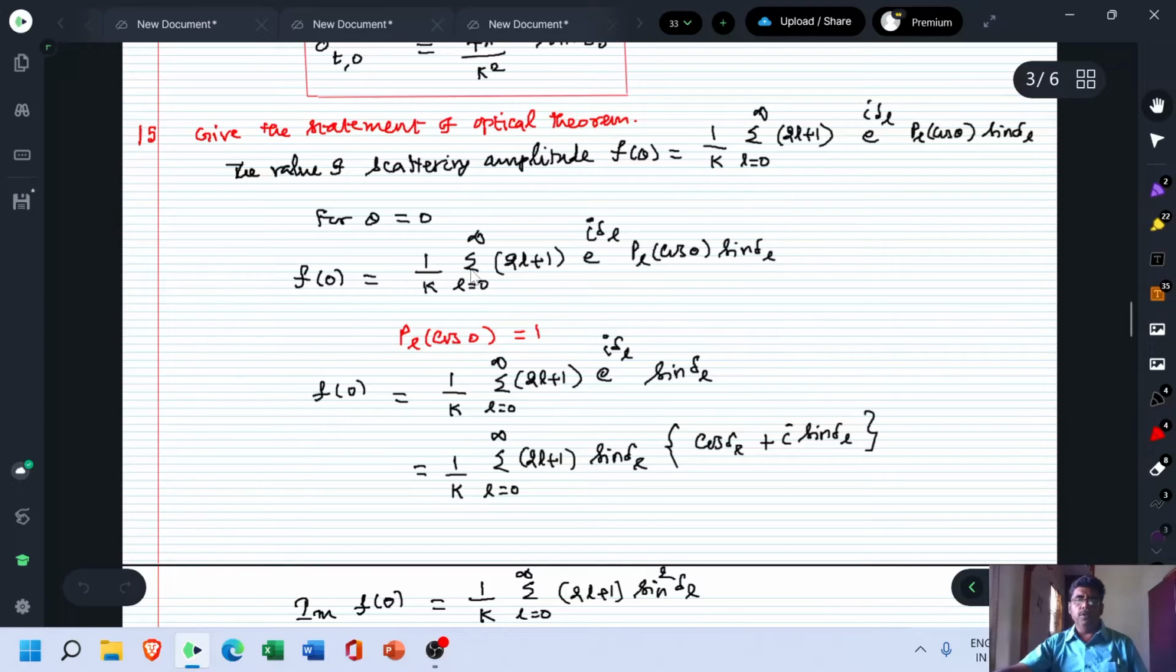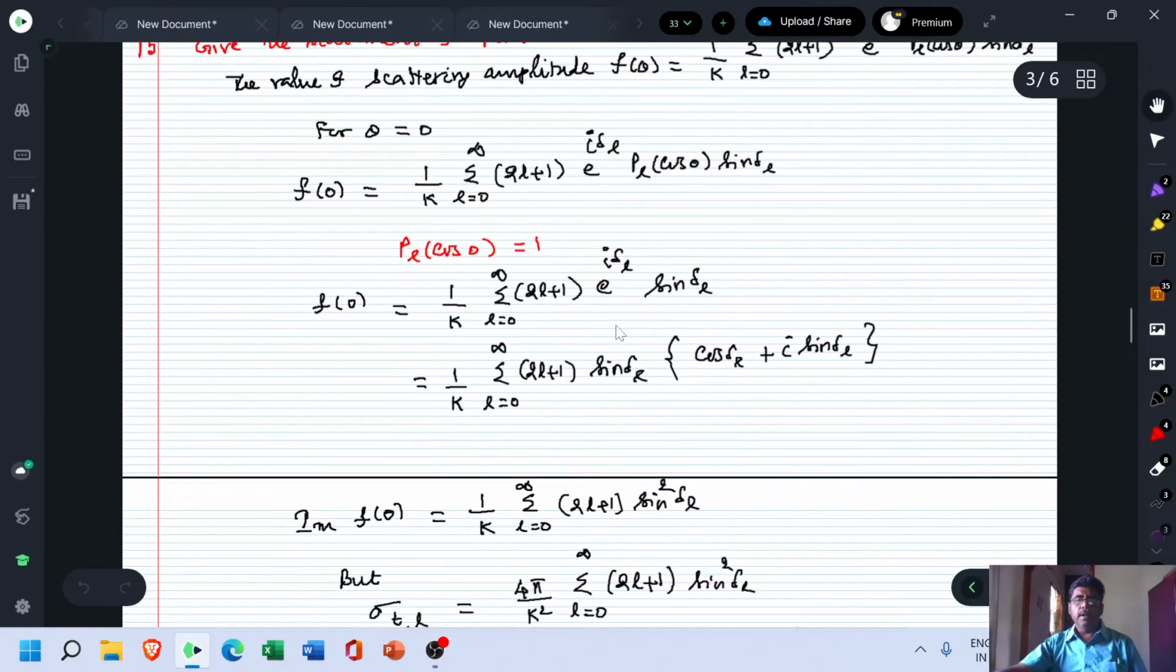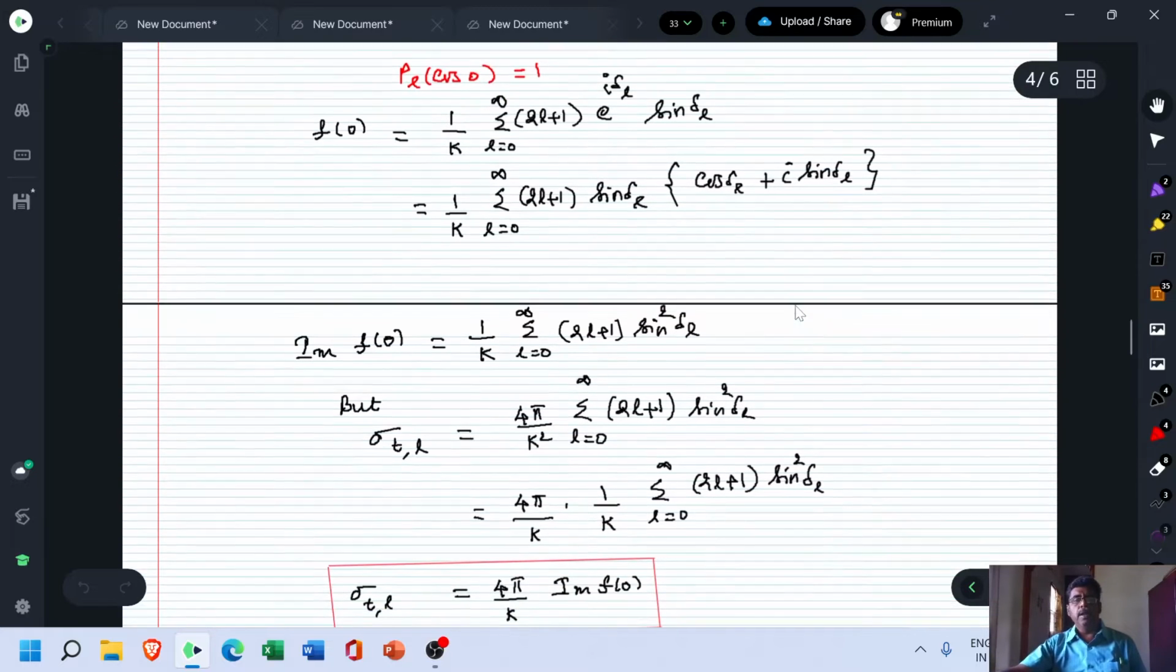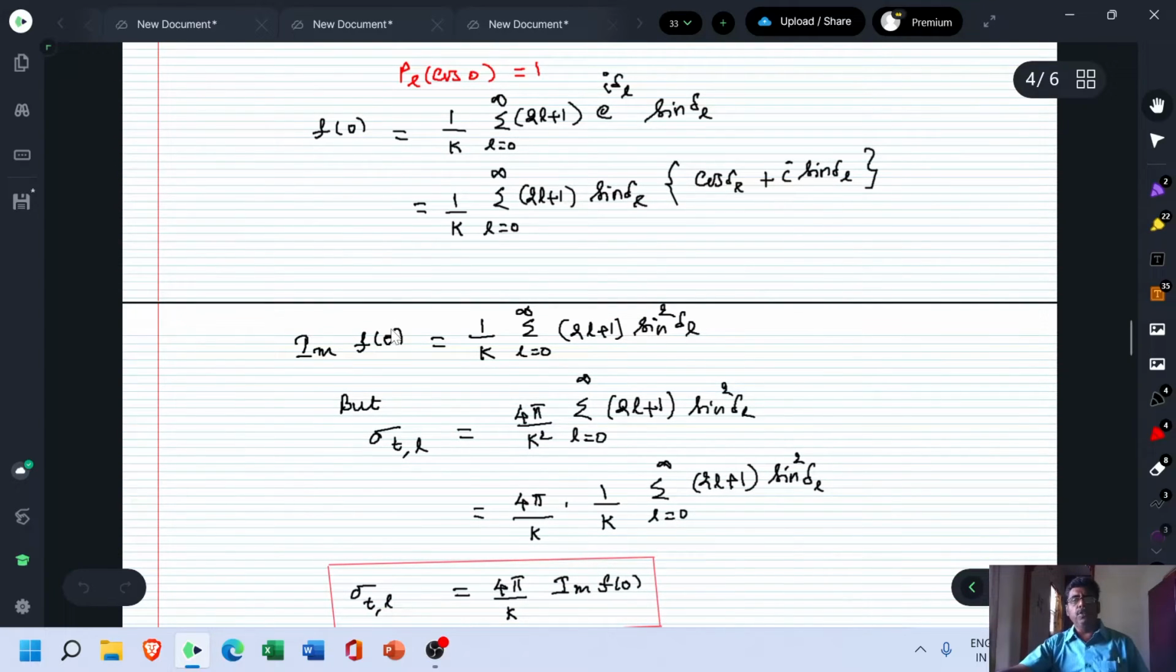So f of 0 equal to 1 by k summation of 2l plus 1 e power i delta l into sin delta l. Now e power i delta l can be expanded as cos delta l plus i sin delta l. Then find out the imaginary part of f of 0. Imaginary part means you have to take the i term alone: sin delta l into sin delta l, sin square delta l. So imaginary part of f of 0 is equal to 1 by k summation over L equal to 0 to infinity 2l plus 1 sin square delta l.